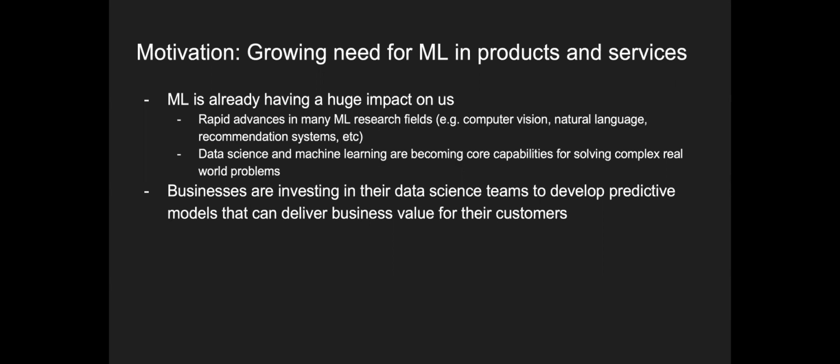Machine learning is already having a huge impact on us, due to rapid advances in fields like computer vision, natural language processing, recommendation systems, and so on. Data science and machine learning are becoming core capabilities for solving complex real-world problems. As we have seen earlier in the lectures, businesses are investing in their data science teams to develop predictive models that can deliver business value for their customers.